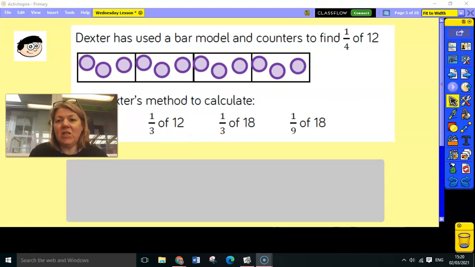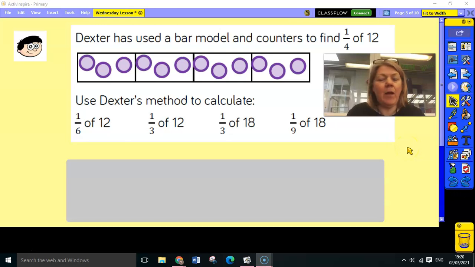Okay. So here we've got Dexter, and Dexter's really just done the same problem that we've done. He's found 1/4 of 12, but he's shown his bars like that, and that's absolutely fine. So what I'd like you to do in a moment is you have got some questions here, and it says, can you use Dexter's method by sharing to find the amounts? And we're looking at unit fractions, so we're only finding 1 part. It might be that you can spot the relationship between the numbers, and you might be able to just do that in your head thinking about multiplication and division, and that's okay. If you need to draw a bar, that's also okay. So it's entirely up to you.